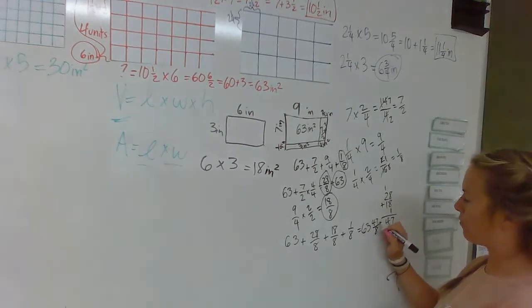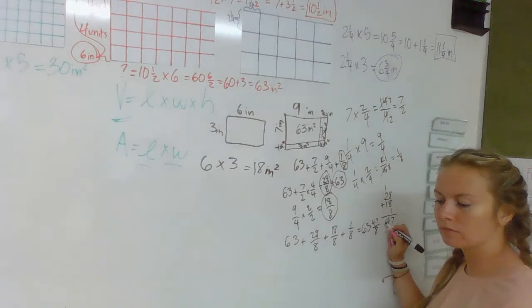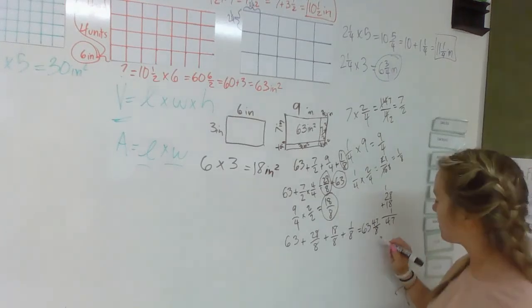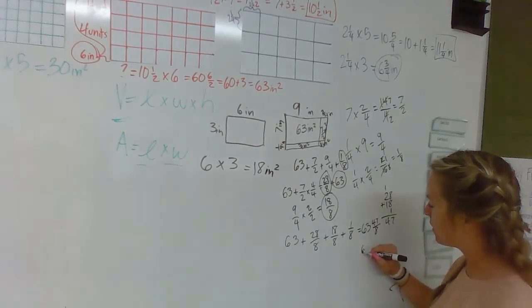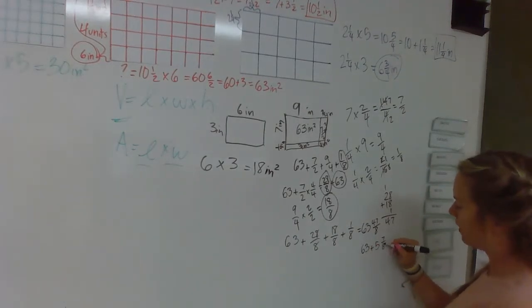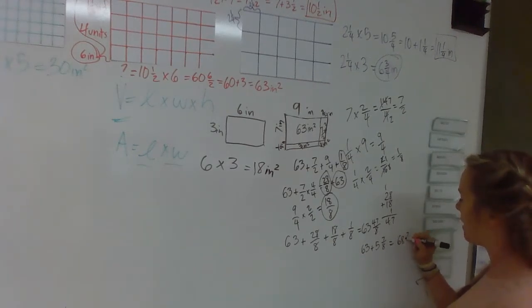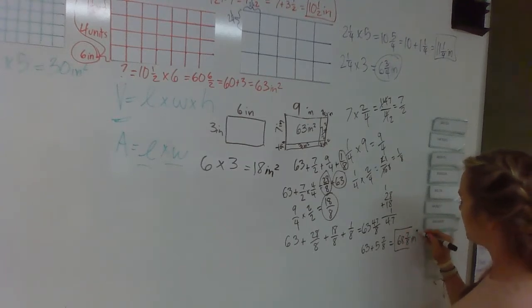So 8 goes into 47 5 times. So 63 plus 5, then it has 7 left over. So it's 63 plus 5, and that's going to be 68 and 7/8 inches squared.